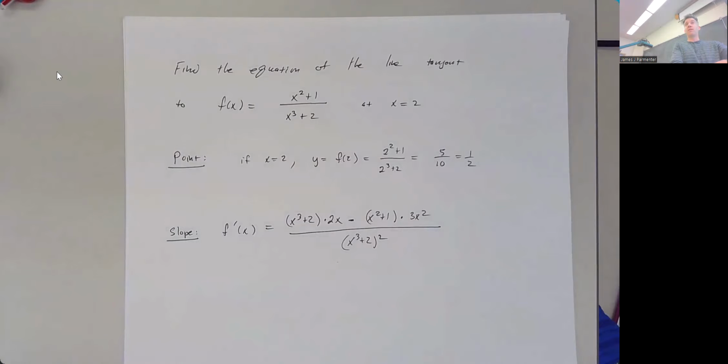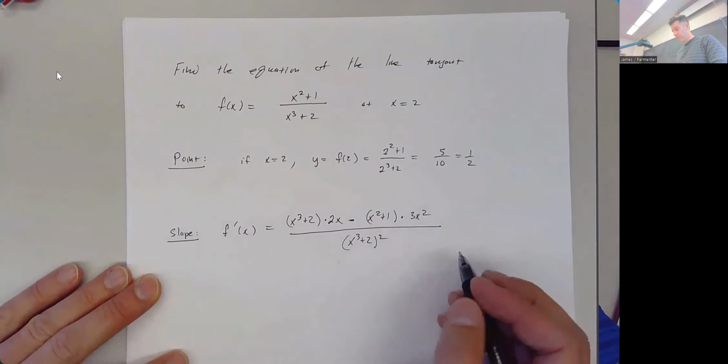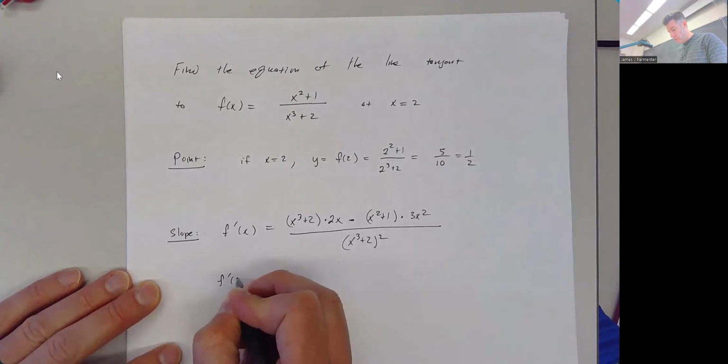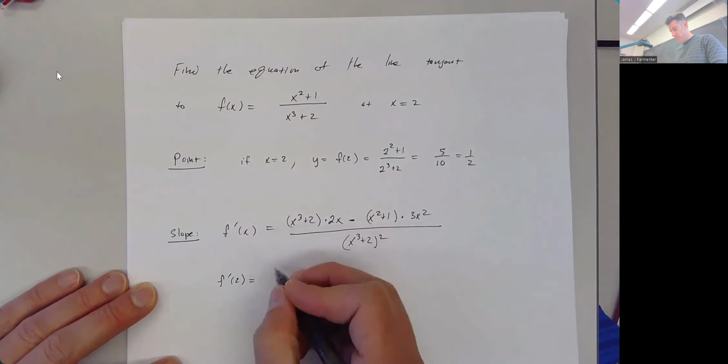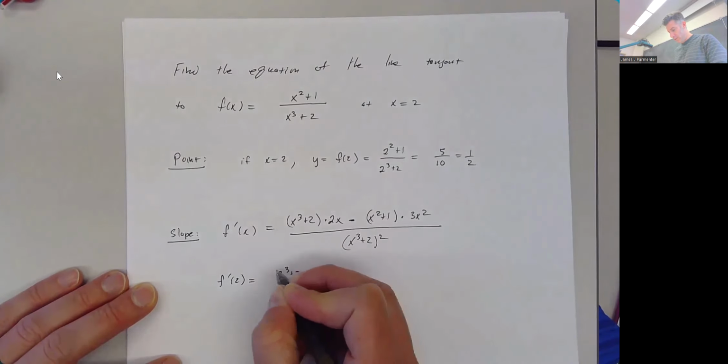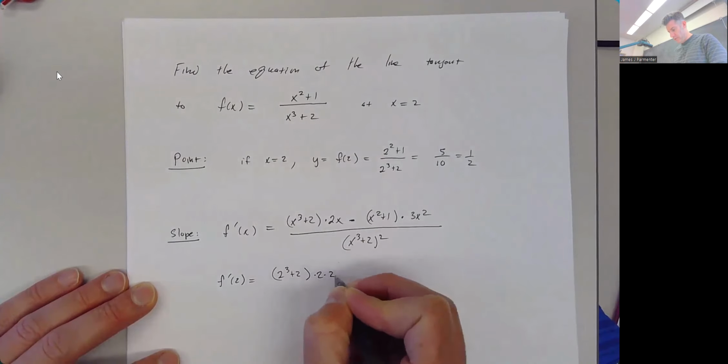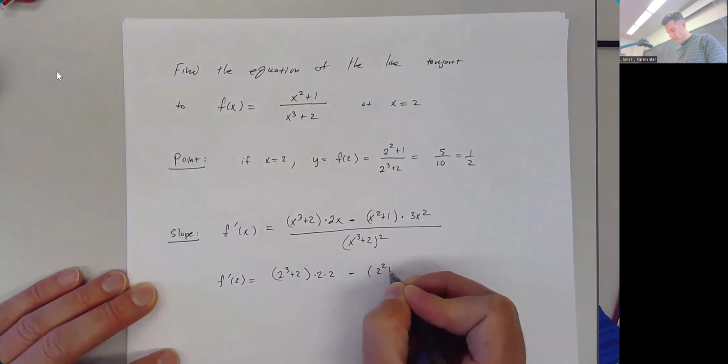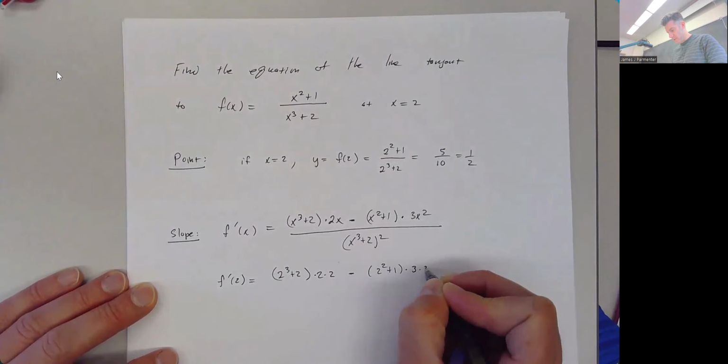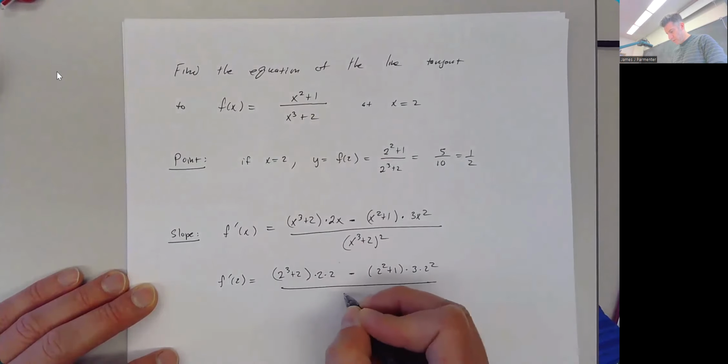I don't think there's any good reason to simplify this, but I do need to plug in the x value to find the actual value of the slope. So there's my derivative in general. F prime of 2 is going to be 2 cubed plus 2 times 2 times 2 minus 2 squared plus 1 times 3 times 2 squared, all over 2 cubed plus 2 squared.